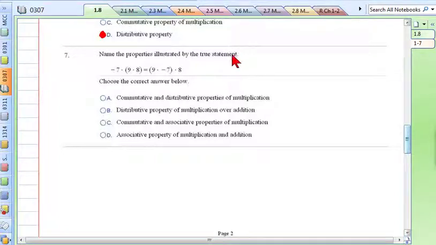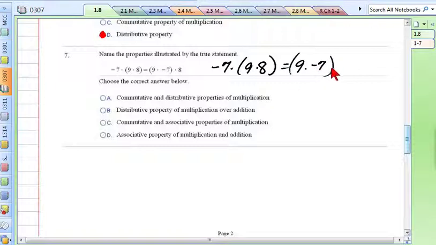Next one. Now, this one's a little sneaky. I wouldn't do this to you on a test. -7 times 9 times 8 is the same as 9 times -7 times 8. I think this is sneaky because it's 2 properties. Do you see any commuting? Do you see that anything has moved? Any of the numbers? Yes. Do you see that the -7 and the 9 have switched places? So that's commutative property.